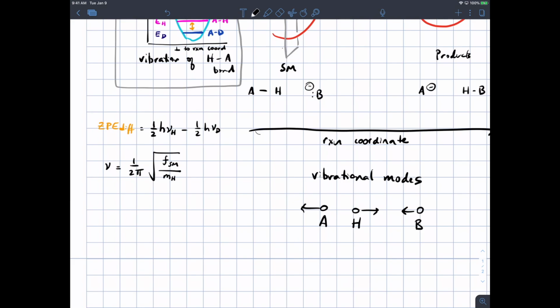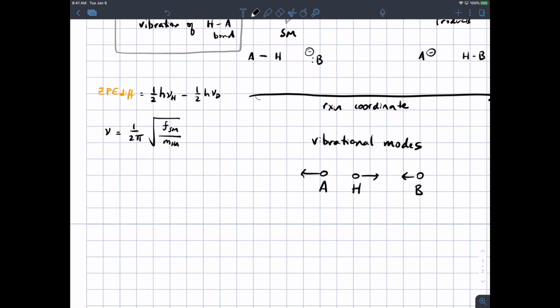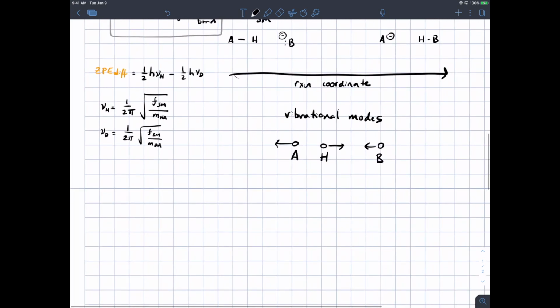For the proton HA bond or something like that. All right? So that would be the frequency for the proton. The frequency for the deuterium is going to involve the same force constant, but it's going to be divided by the reduced mass for the deuterium A bond.